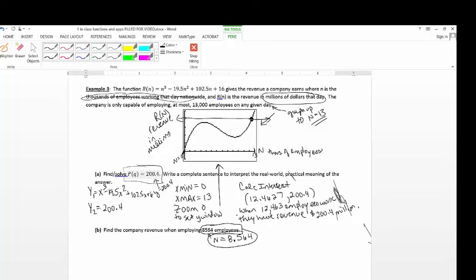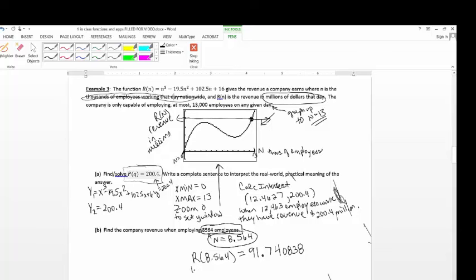So we go to the function and we plug in N equals 8.564. When you do that, you should get R of 8.564 equals 91 point, I got 740838. I'm going to take it out that far just so we can give a lot of accuracy.